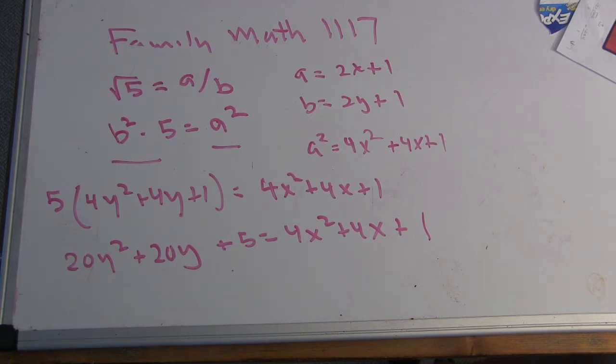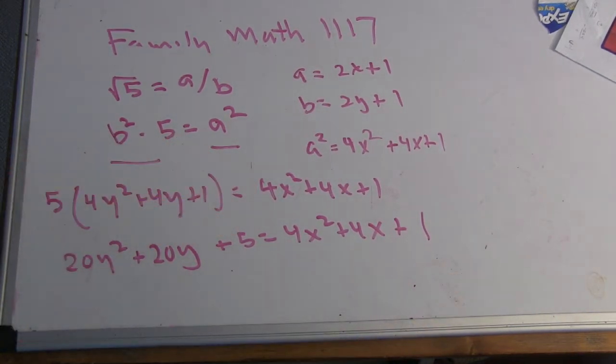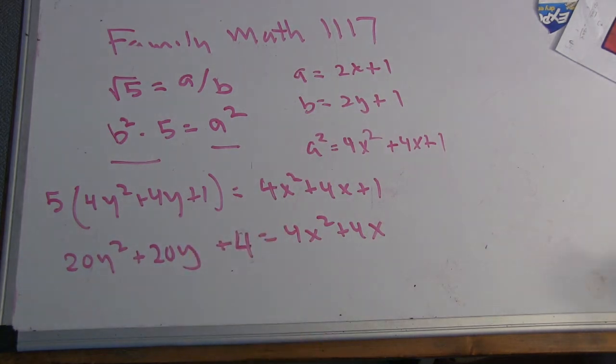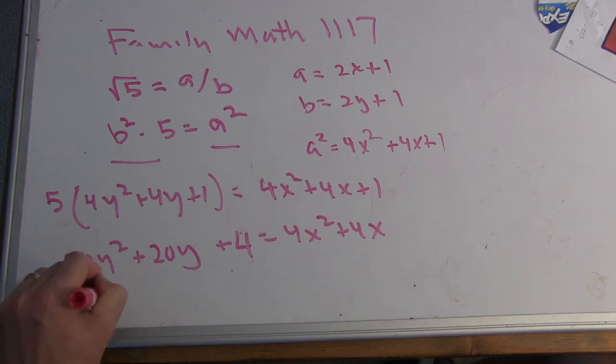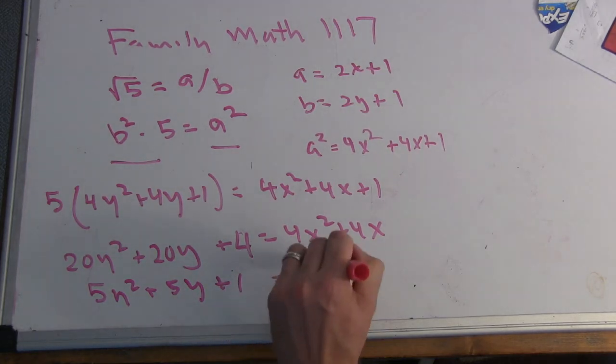Is there anything we can say here? Well, if you tried to move some of the terms to one side, you could maybe subtract 1 from both sides. Just get a 4 here. That's nice. 4, and it looks like you can divide by 2. You can divide all the terms by 2. Maybe you can even do a little better than that. And you can divide all the terms by 4. So we get 5y squared plus 5y plus 1 equals x squared plus x.